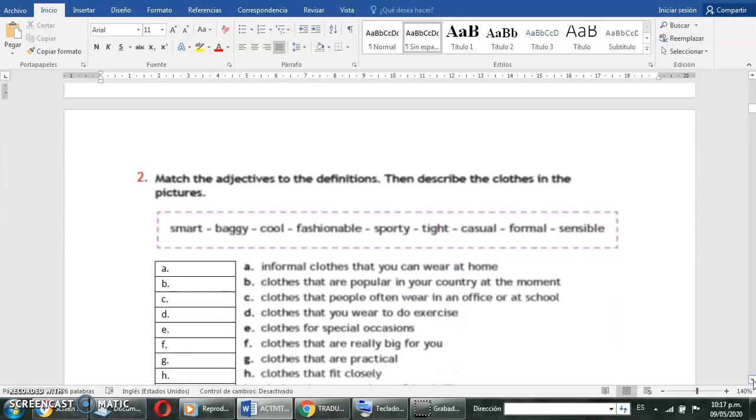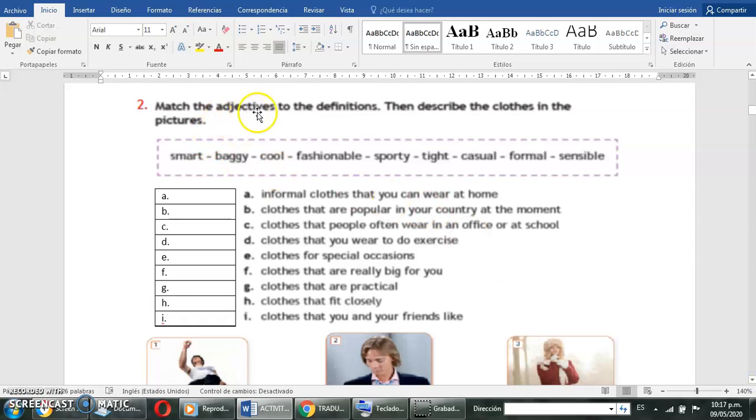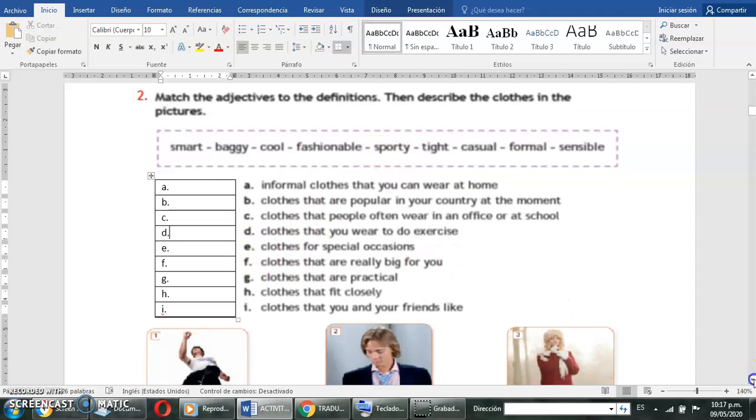The activity two is a matching activity. You have to match the adjectives: smart, baggy, cool, fashionable, sporty, tight, casual, formal, sensible, with these definitions. For example, clothes that you wear to do exercise. Here you have to write sporty, yes. So you only have to match the adjective with the definitions.